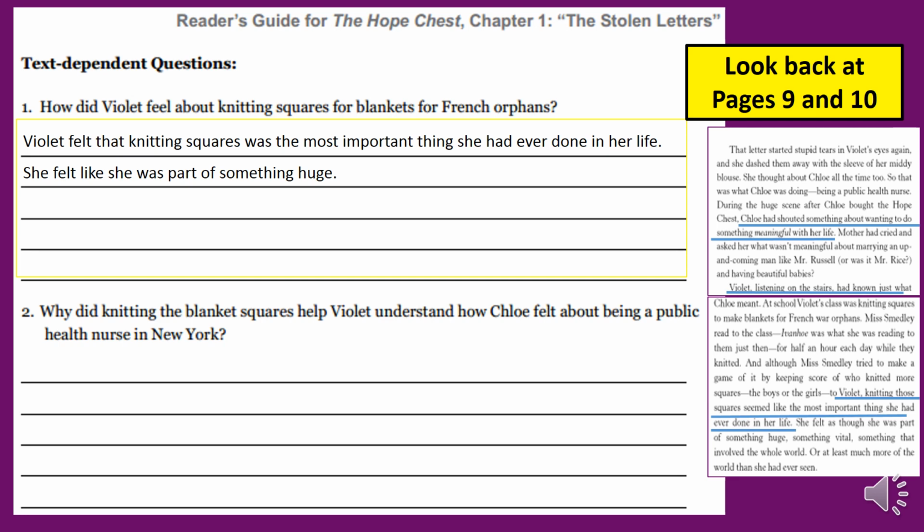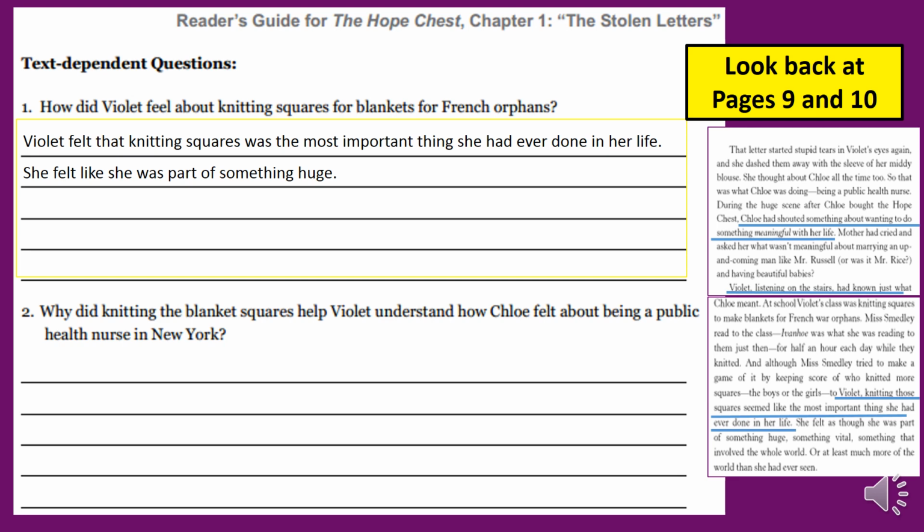Number 2. Why did knitting the blanket squares help Violet understand how Chloe felt about being a public health nurse in New York? In the first paragraph I reread, found on page 9, it's the last paragraph on page 9. It's Violet remembering the scene when Chloe leaves home and Chloe was shouting about wanting to do something meaningful with her life. And then it tells us in the second paragraph here that Violet, listening on the stairs, had known just what Chloe meant, and that's when she thought about the knitting squares.